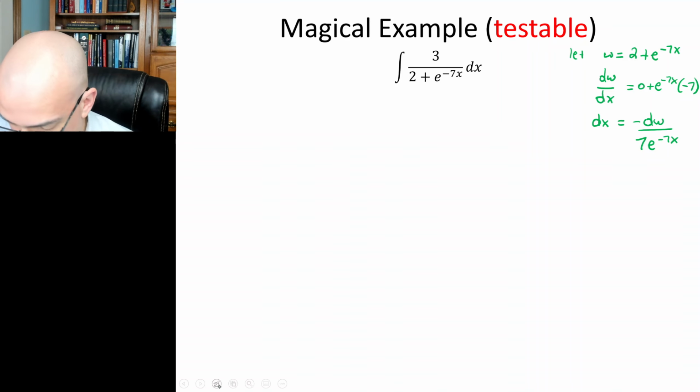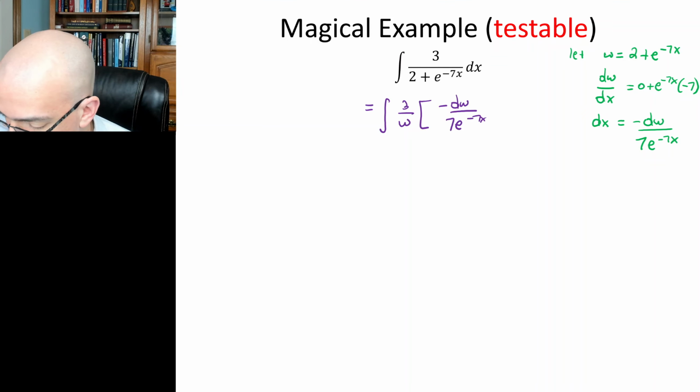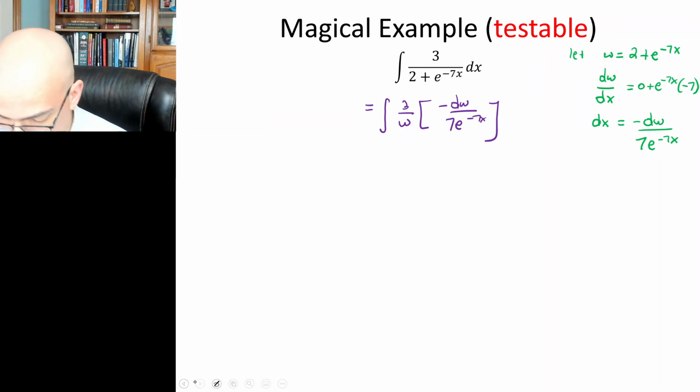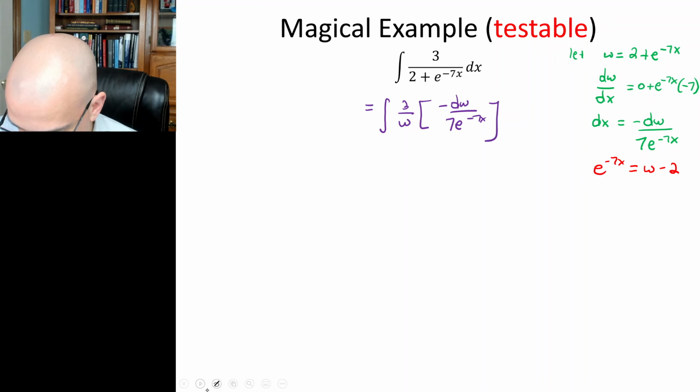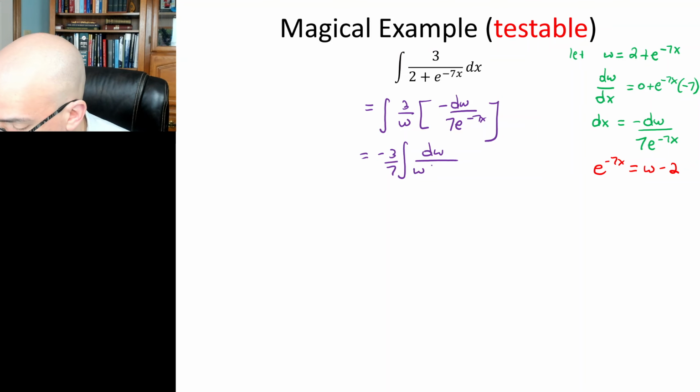And I got a slight problem. Integral of 3 over w, and we get negative dw over 7e to the negative 7x. I mean, we could keep going, but we don't really want to. e to the negative 7x is equal to w minus 2. Go back to the original substitution, subtract 2 from both sides, and you have an expression for e to the negative 7x. So now we have this mess: negative 3 over 7 antiderivative dw over w times w minus 2.